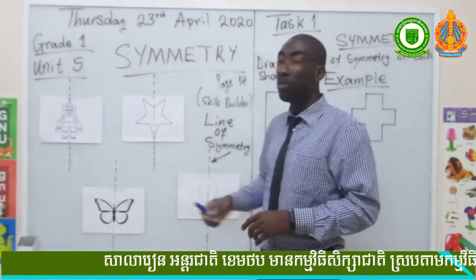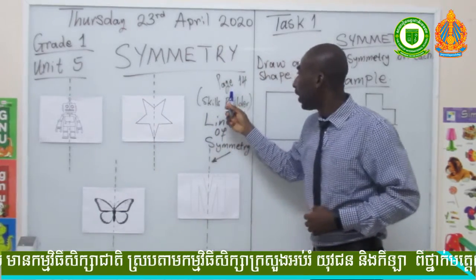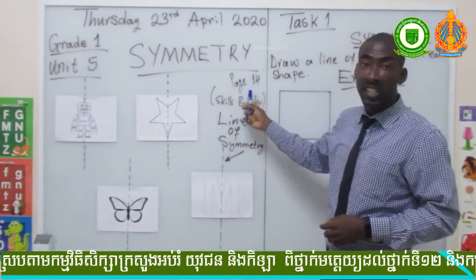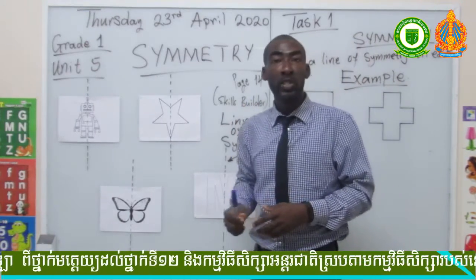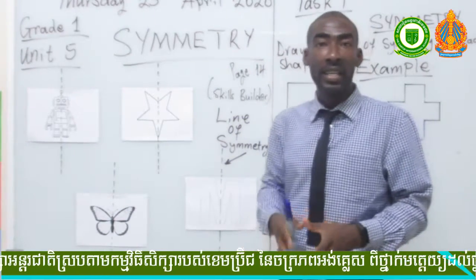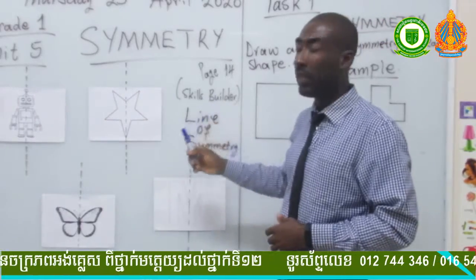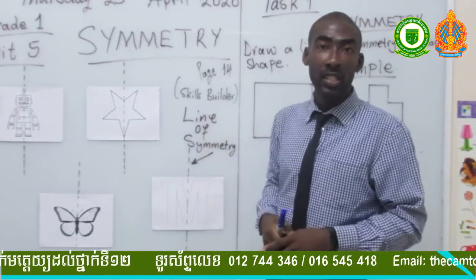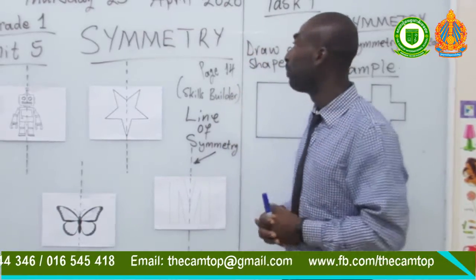Today's lesson is from Unit 5 of our textbook. We are opening at page 14 of the Skills Builder part of your book, which is the second part of your book, okay? The first part is the learner's book and the second part is Skills Builder. So opening at page 14, let's study something interesting today.